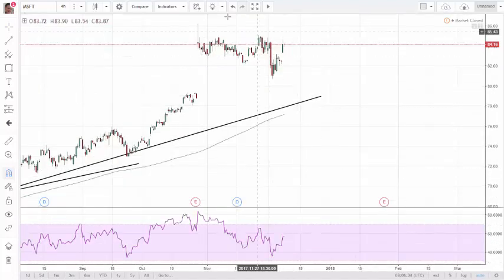Microsoft is in consolidation, took a hit from the Nasdaq correction, but that's it for now.